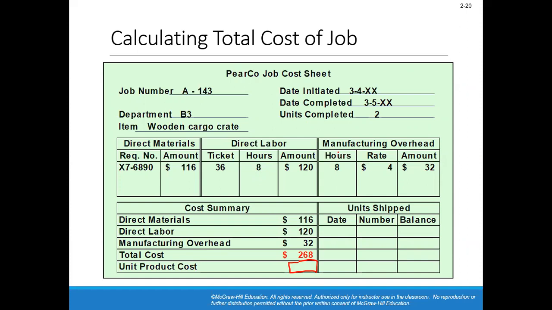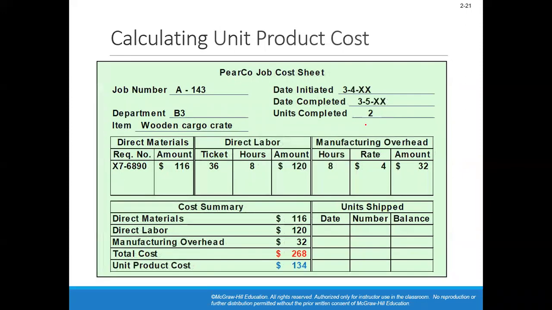So in this particular job, A143, it is probably a job for supplying material which will be required for the roller coaster. The units covered in that job is 2. So if we divide this total cost of 268 by the number of units, we will get the unit product cost. That is 134.